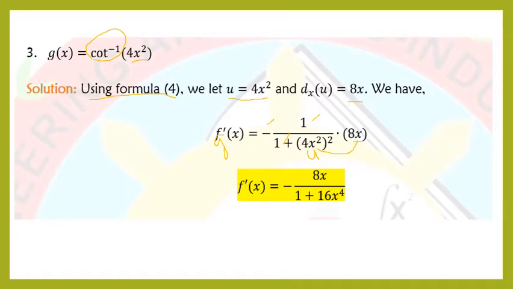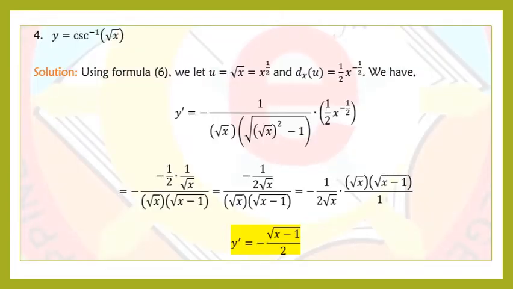Okay, so we have g prime of x rather, for the derivative of g of x is equal to negative 8x kasi 1 times 8x is 8x times negative, so we have negative 8x over 1 plus ang 4x squared quantity squared is 16x to the power of 4. So, madali lang kasi formula lang siya and then derivative. Basta, tandaan yung formula and then times yung derivative ng inilagay mo na u.